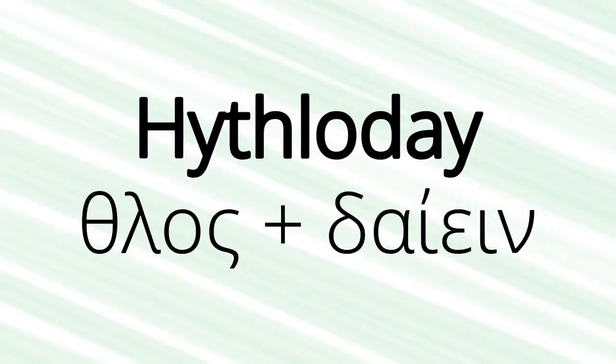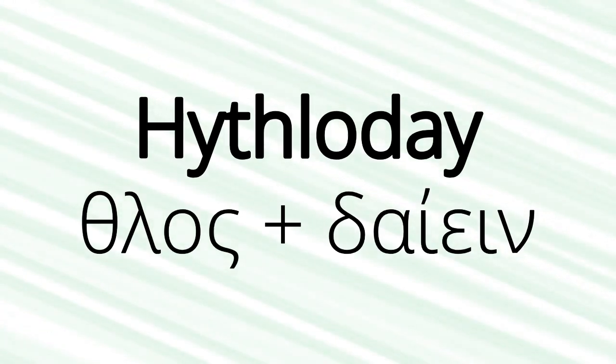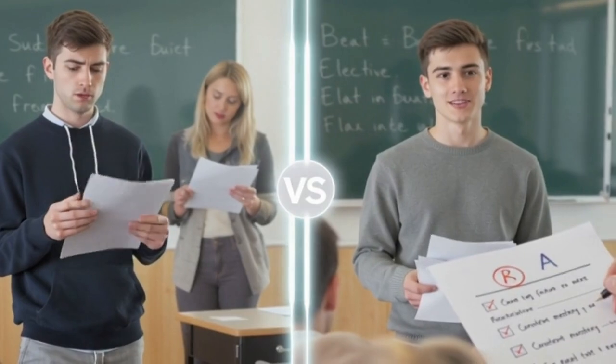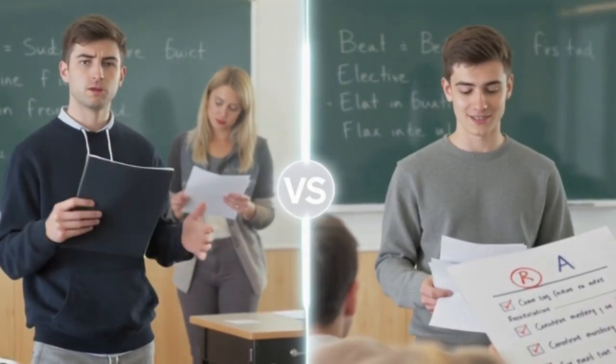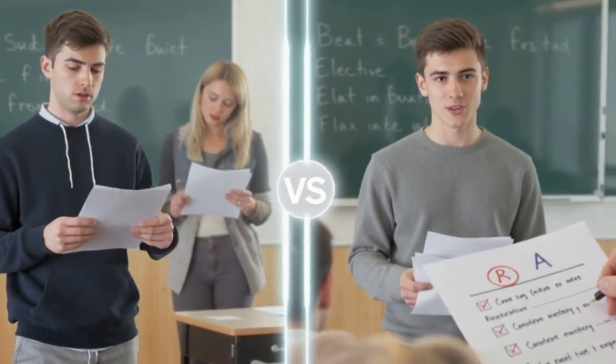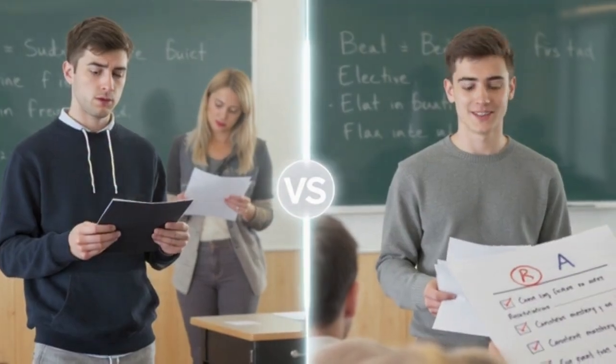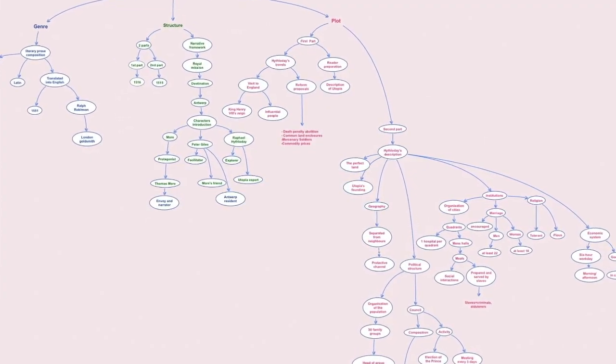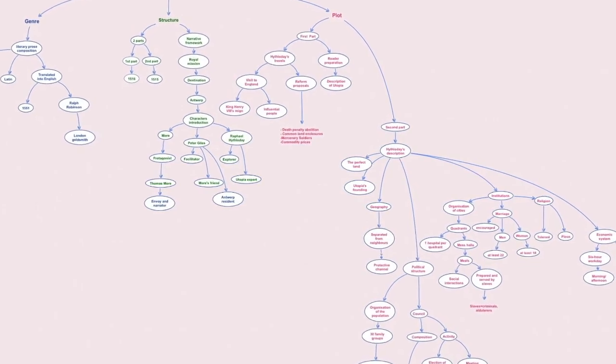And Hythloday, Annie? It's from Hythlos, nonsense, and dein, to know. He's literally someone who talks nonsense, a real expert in nonsense. Mentioning this satirical irony is the difference between a B and an A grade. You're telling the teacher you see the secrets hidden in plain view. Use the complete mind map on screen now to practice your full 2-minute speech out loud.